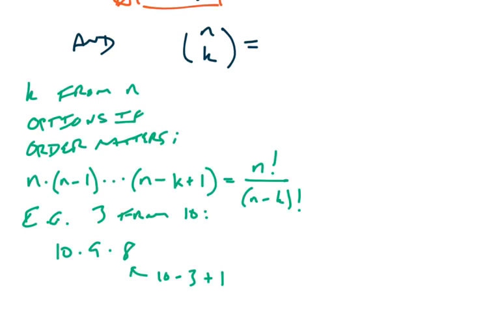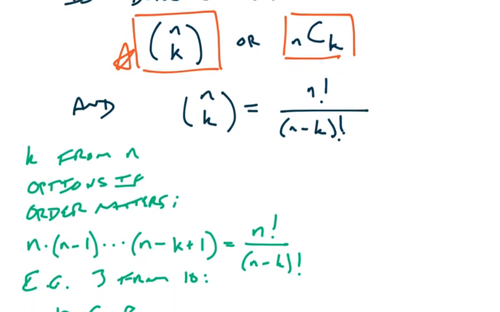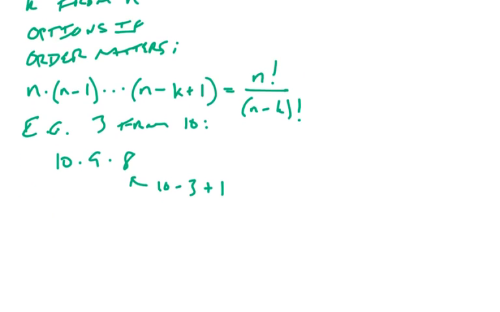Alright, so the number of ways of choosing k things from n things if the order did matter, well, that would be n factorial over n minus k factorial. Right, so this is the number of ways of doing it if order did matter, but we're specifically saying that order doesn't matter. So what you now do is to take this quantity and divide it by the number of ways of reordering the k things that you've already chosen.